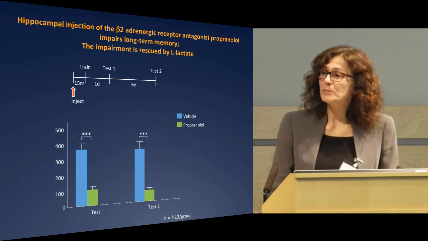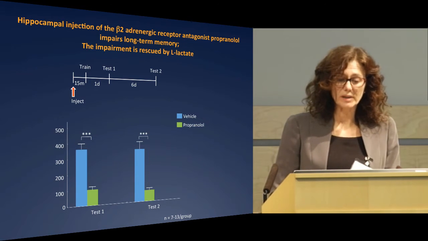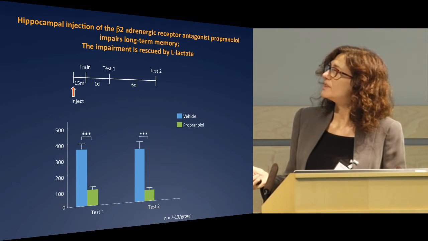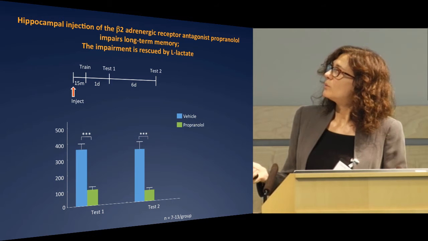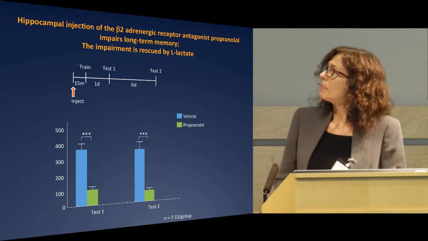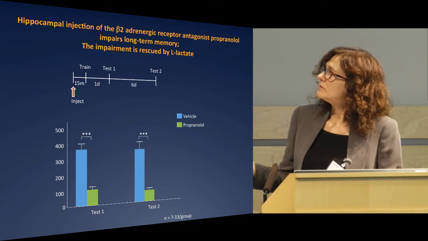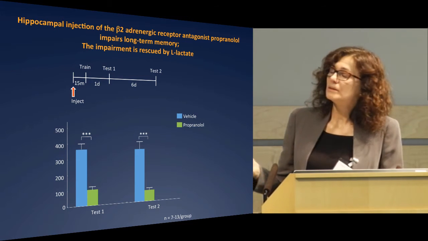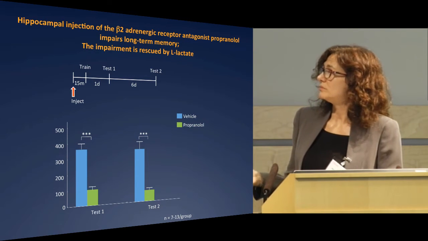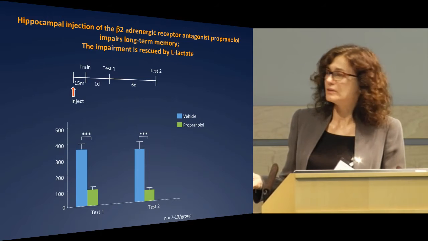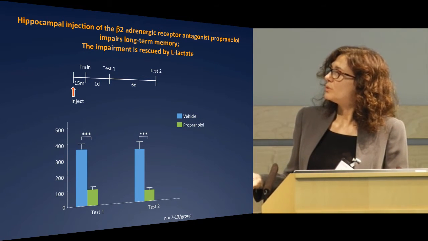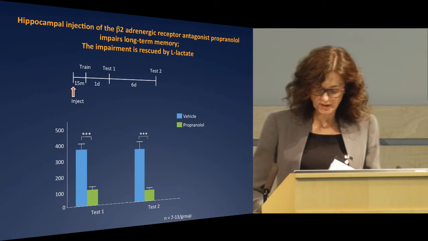And she asked, if I block beta adrenergic receptors by injecting propranolol, an antagonist of beta adrenergic receptors, before training, what do I see? And in fact, what she sees is that memory is impaired. We test a day later, so long-term memory. We test again 6 days later, a week after training, to test whether the effect is persistent. And the effect is persistent. So memory with propranolol on board is impaired.